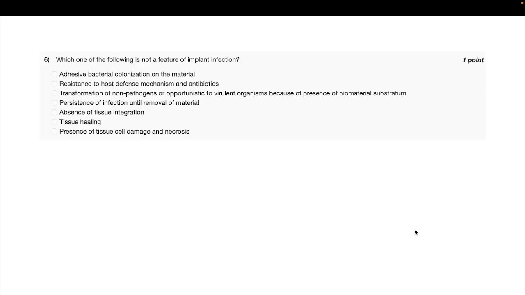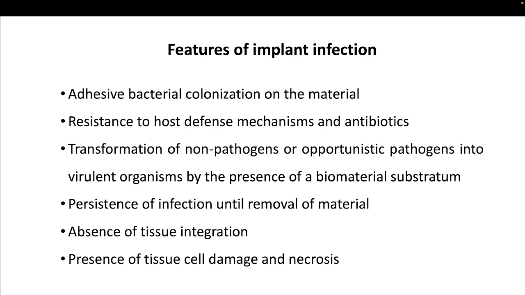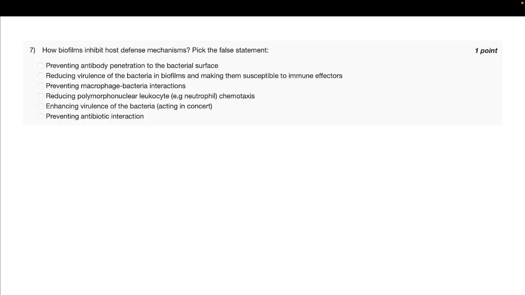Sure. So let me quickly finish this assignment first. I hope you guys are clear with this implant infection, and we can move on towards the next question. Next question is how biofilms inhibit host defense mechanisms, pick up the false statement. We have been discussing it for quite some minutes now, so I think you guys would be able to answer this. So we have to pick up the false statement.